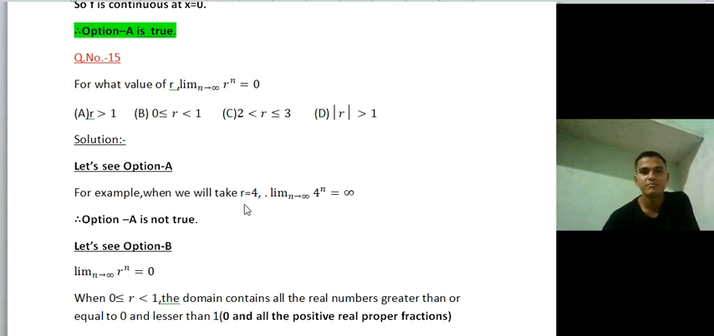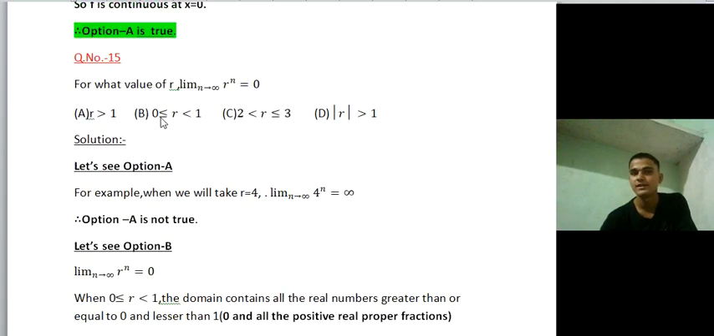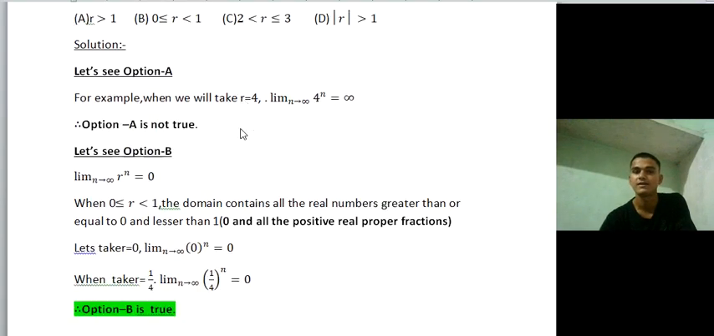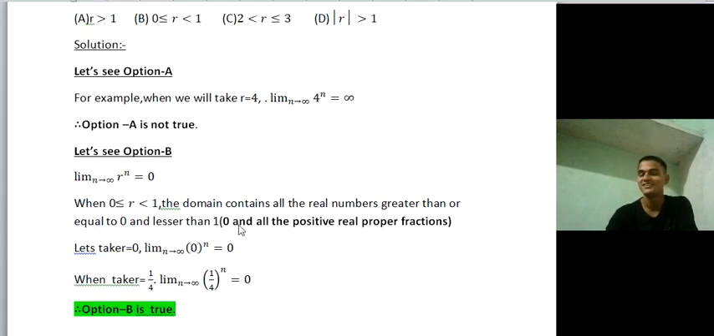So when r is equal to 4, this is 4 to the power n, 4 to the power infinity, it is infinity, but this is not equal to 0, so option A is not true. Let's go to option B. Option B is 0 less than or equal to r, less than 1. So the domain contains all the real numbers greater than or equal to 0 and less than 1: 0 and all positive proper fractions.